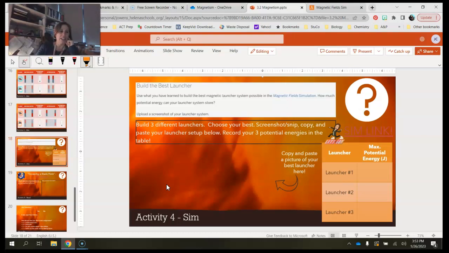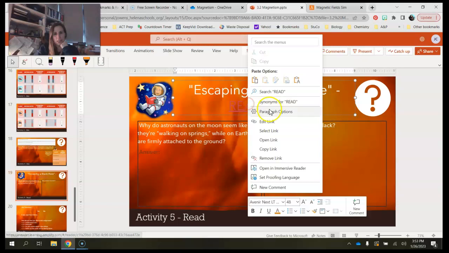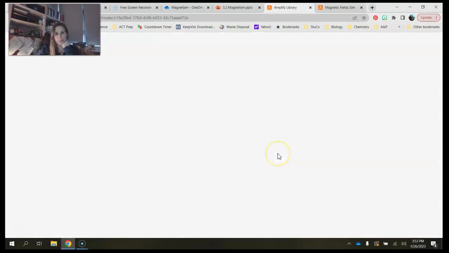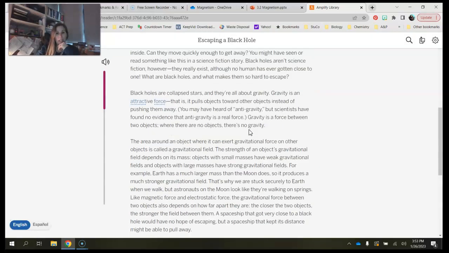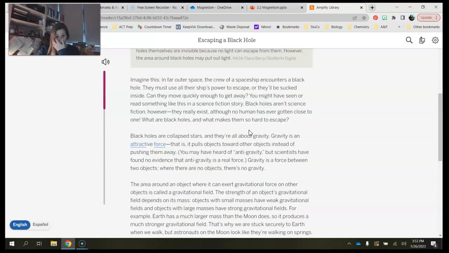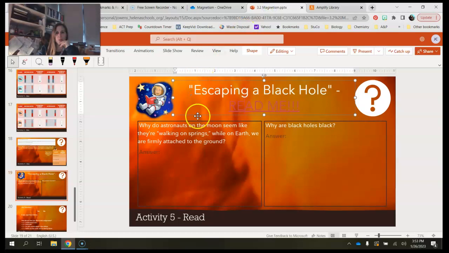Okay, so build those 3 launchers, record your data for the maximum amount of potential energy, screenshot it. And then last but not least, you guys are moving on to this article read. So read Escaping a Black Hole. The article itself looks like this. It's only 3 paragraphs long. It's fairly short. It's really interesting, though. Oh, excuse me, 4 paragraphs. It's very short. So read that, learn a little bit about black holes, which I think are pretty fascinating, and I'm not a huge space person myself. And then answer these 2 questions.